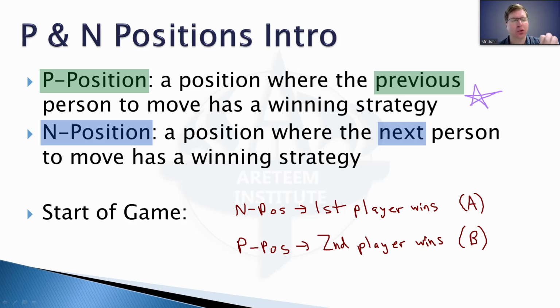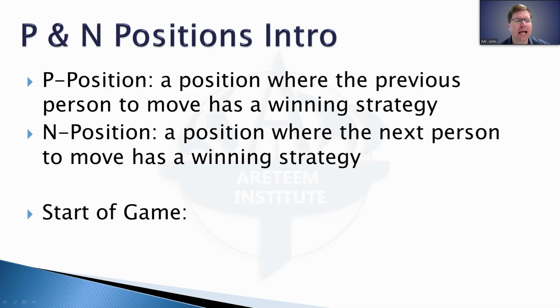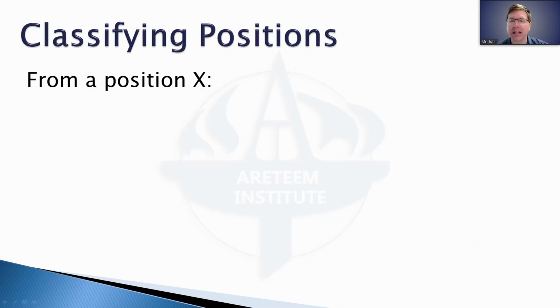I want to move to a P position, then I just move. I'm the previous person to move. So if that's a winning position, I'm on a good track there. And that brings us to some of our rules that can totally determine everything here.